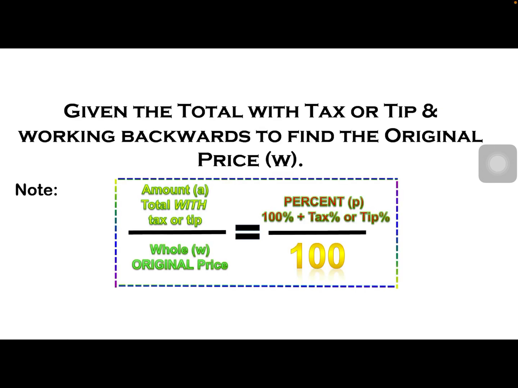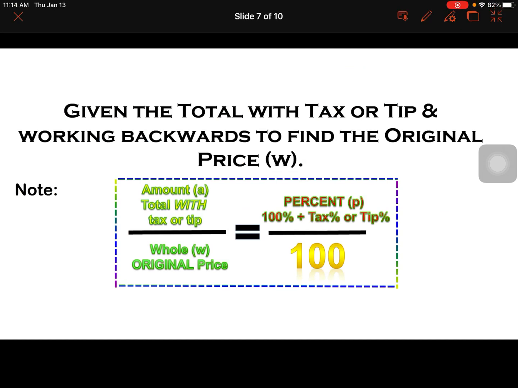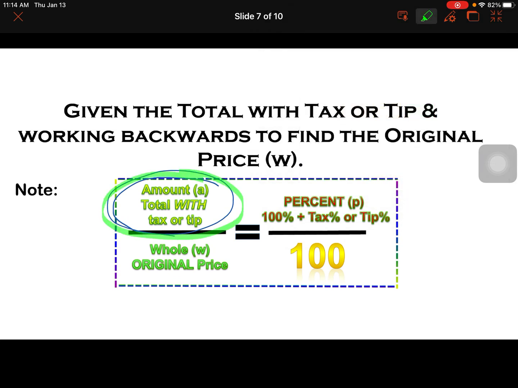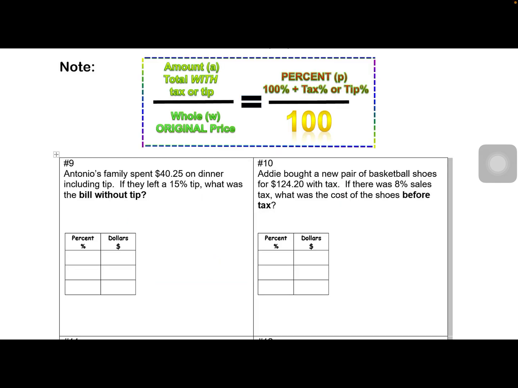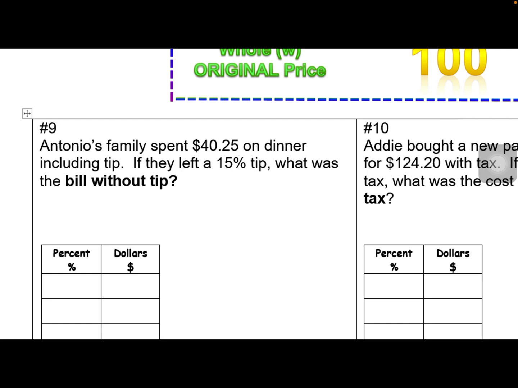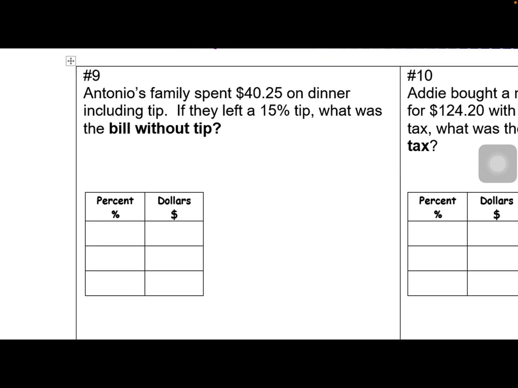Flip over, and now we're going to talk about a practice. We're going to work backwards. You're given the amount with the tax or with the tip, and you have to work backwards to get to the original. So this is where we have to use the 100% trick, if you will. All right, so we're going to look at number 9, and we'll do number 9 together, and then you'll do the other ones on your own.